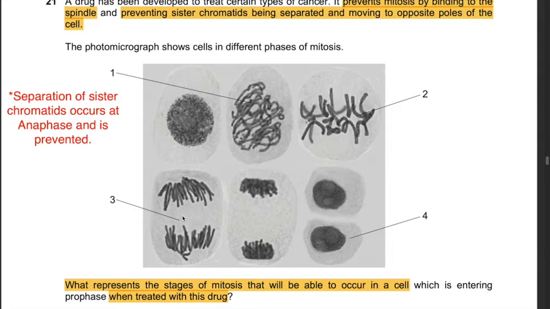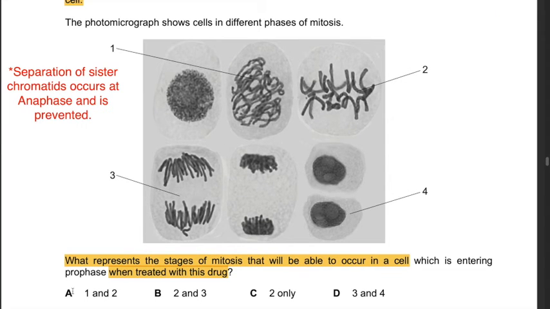Obviously prophase is the first stage. Separation of sister chromatids occurs at this stage called anaphase, and that process will be prevented. Hence, anaphase doesn't occur as there is no separation of chromatids. Therefore, the answer is A, 1 and 2, because 1 is represented by prophase, 2 is represented by metaphase, 3 is anaphase. Therefore, since anaphase doesn't occur, only 1 and 2 will occur when entering prophase when treated with this drug. The answer is A, 1 and 2.